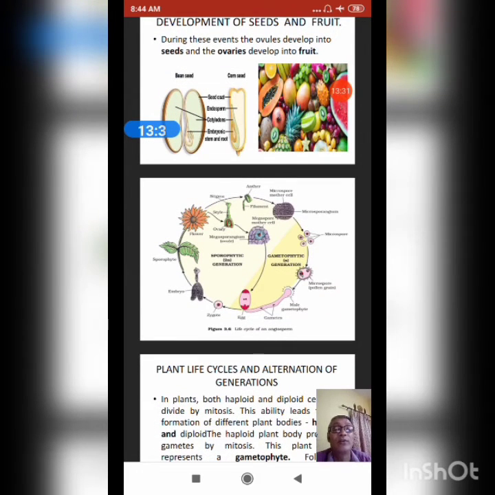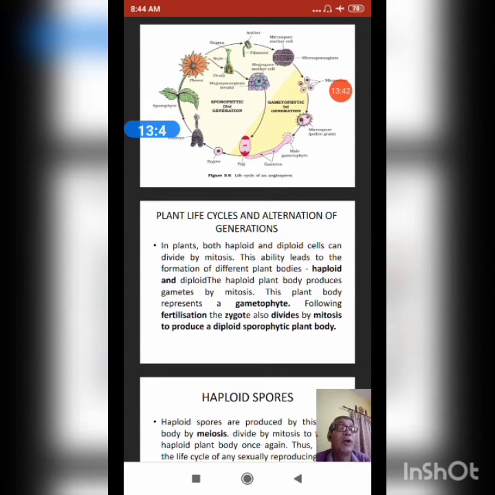The very next thing we have to talk about, friends, is the plant life cycle in a nutshell and the alternation of generations. Exactly, in plants both haploid and diploid cells can divide by mitosis. This ability leads to the formation of different plant bodies, one haploid and one diploid. The haploid plant body produces gametes by mitosis. This plant body represents a gametophyte. Following fertilization, the zygote divides by mitosis to produce a diploid sporophytic plant body, and the diploid plant body produces spores by meiosis. It is okay.